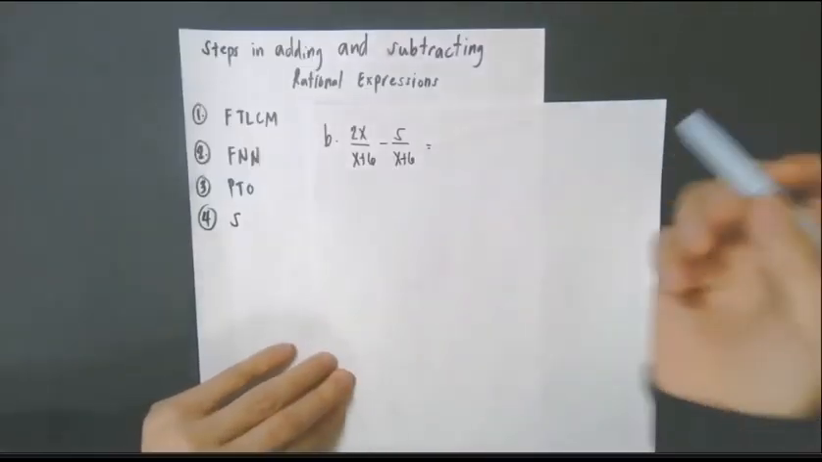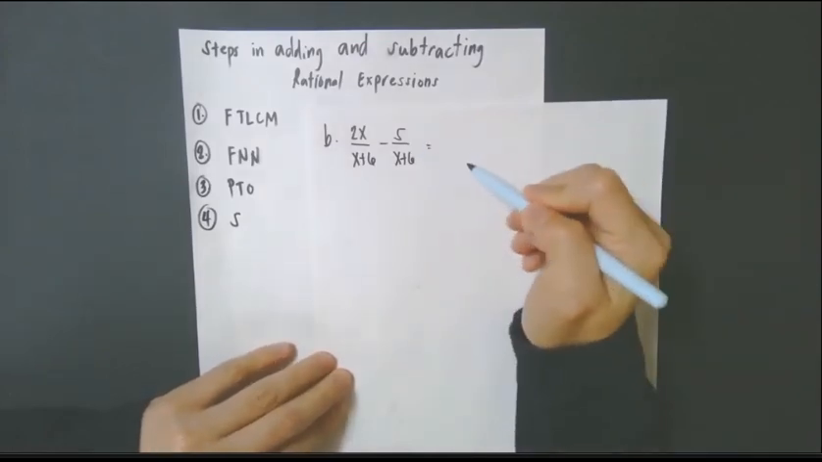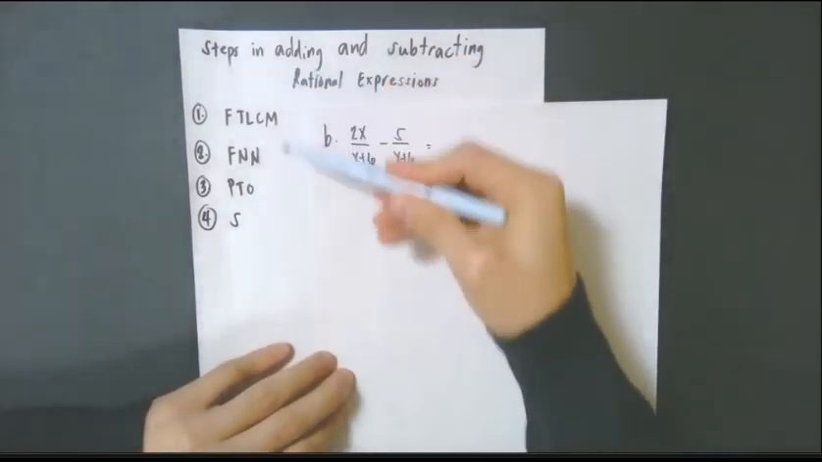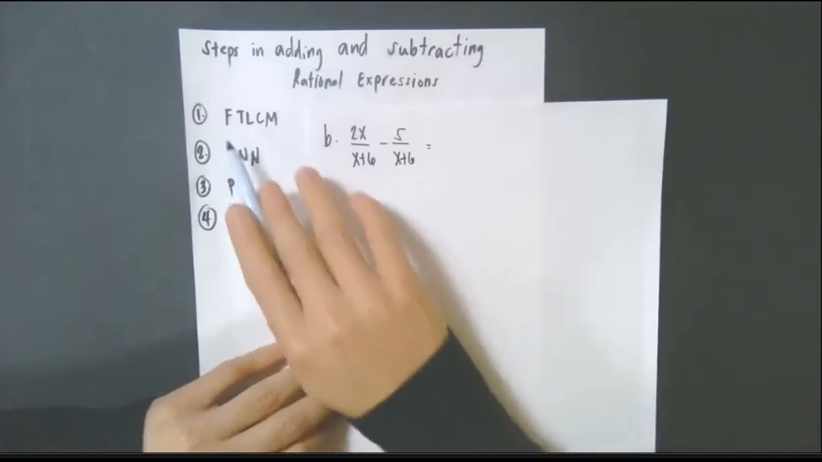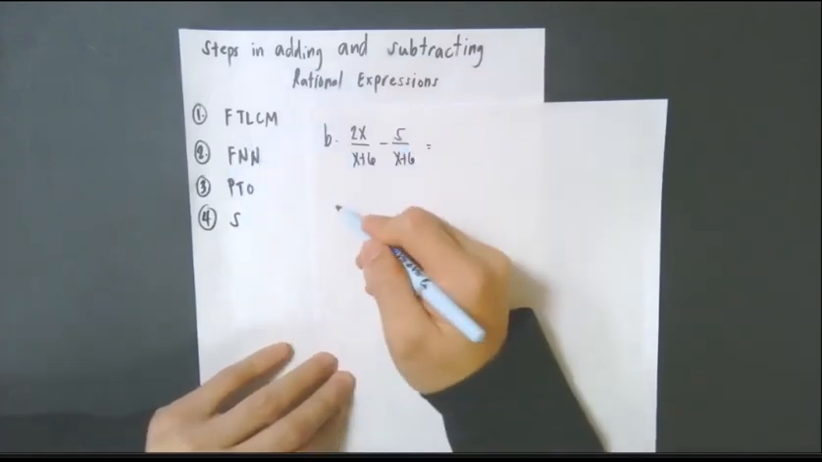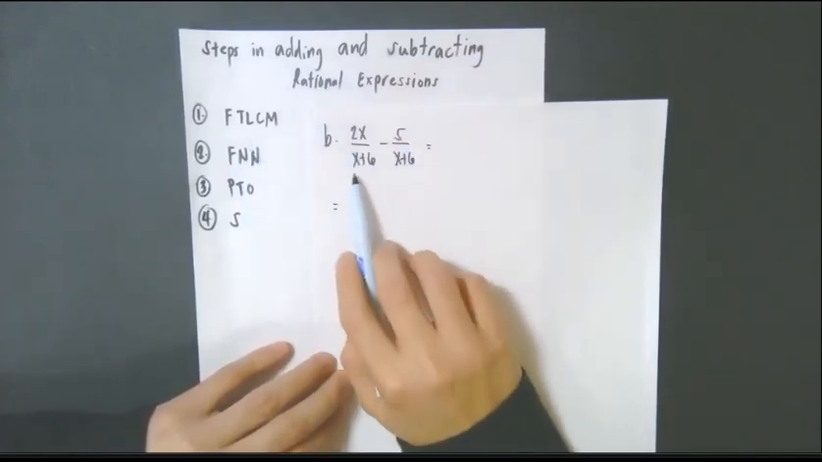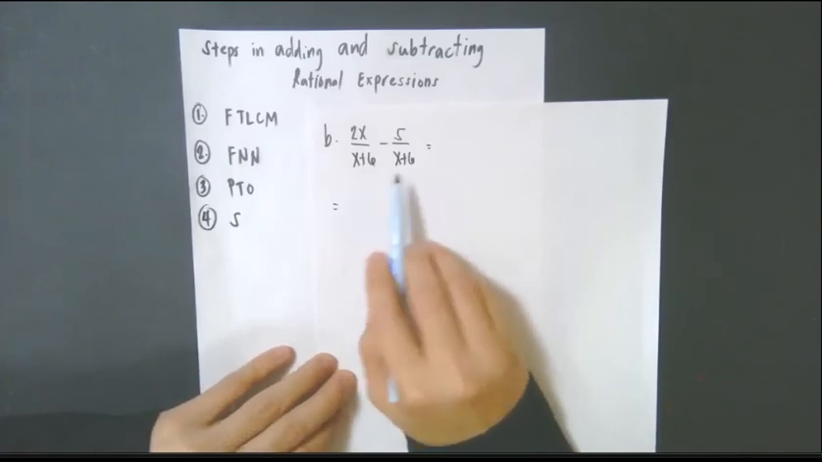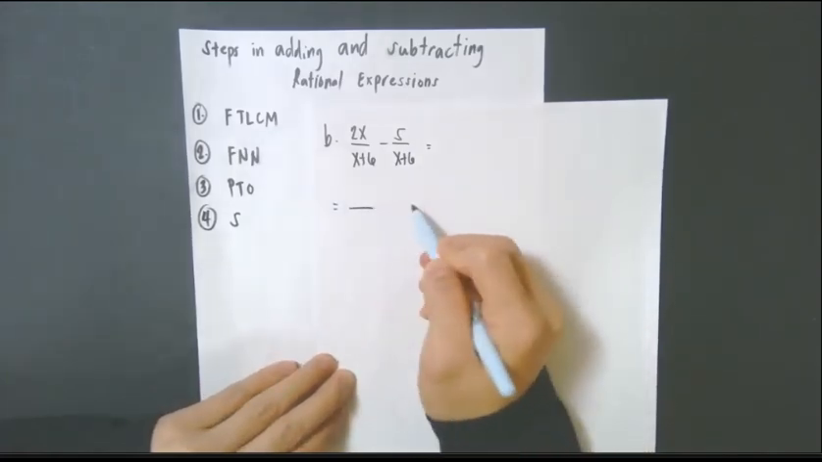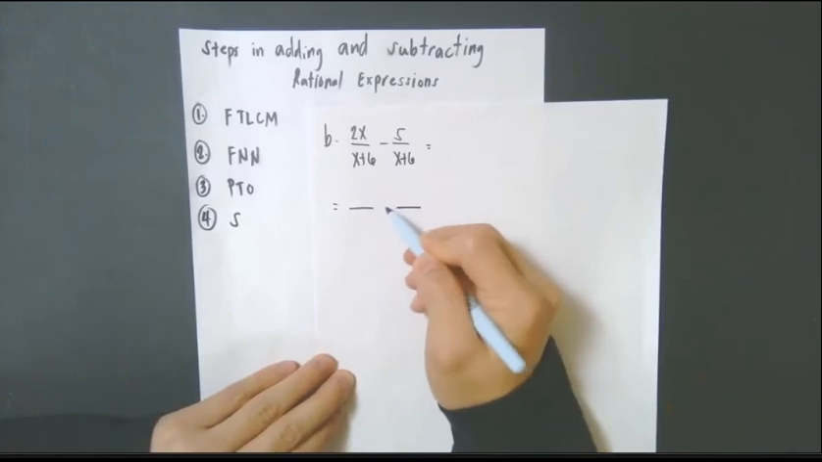Now for the next problem, which is 2x over x plus 6 minus 5 over x plus 6. So we will follow again these simple steps here. So number one, FTLCM. So let's check the denominators. So it's obvious here we have the same denominators, so we would just copy that. So we skip step one.